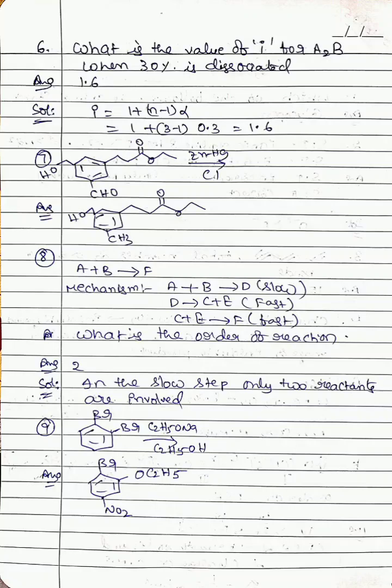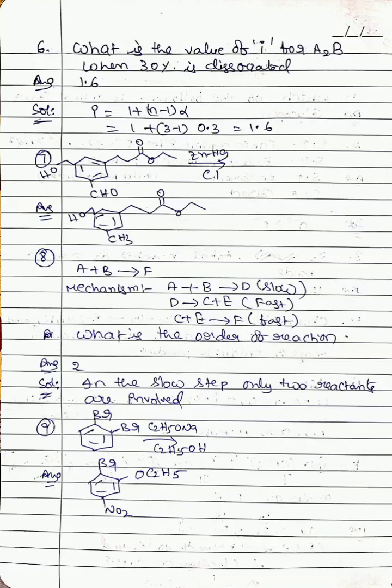Next one, A plus B gives rise to F. For this reaction mechanism they have mentioned which are slow and which are fast reactions, and they are asking us to predict the order of the reaction. We know the order of reaction depends upon the slow step, and in the slow step, as 2 reactants are there, the order of the reaction is 2.